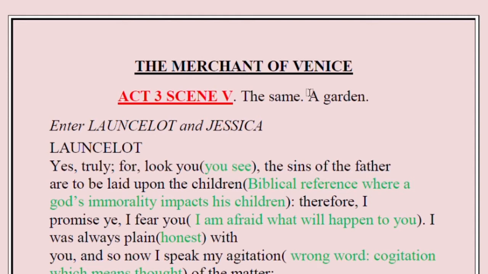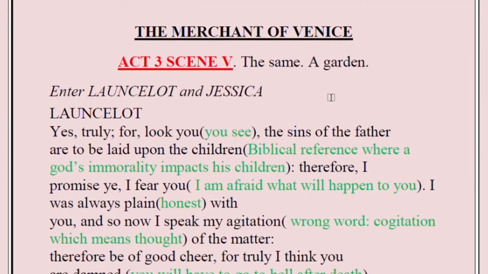It is again the same, a garden. We know that Launcelot and Jessica are over here together. What is Launcelot saying? "Yes, truly, for look you, the sins of the father are to be laid upon the children."